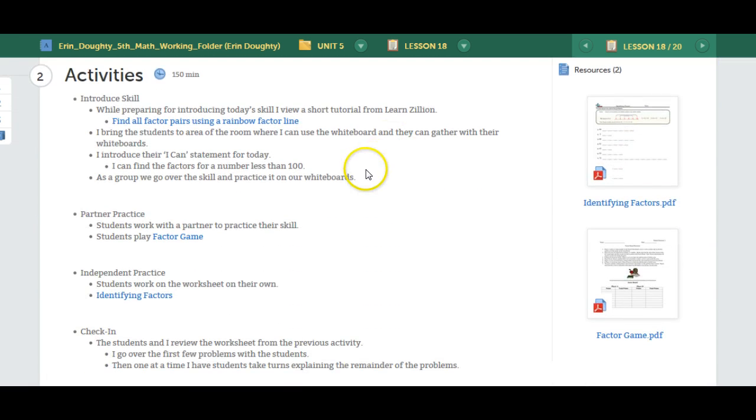In the first activity, I go over a quick tutorial for myself on LearnZillion called Find All Factor Pairs Using a Rainbow Factor Line. So for this targeted skill group, I focus on using that rainbow setup for finding factors. I think it's a good visual for the students. I introduced their I can statement, which is I can find factors for a number less than 100.